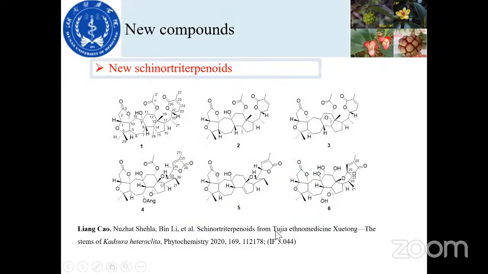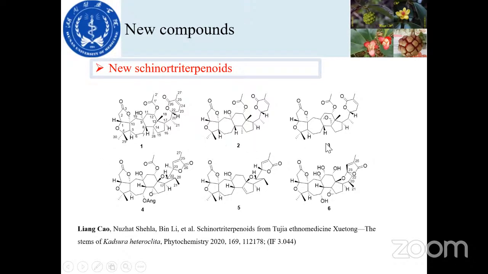From the stems of Xue, we isolated some new terpenoids, new triterpenoids, and sesquiterpenes. So these are the new triterpenoids isolated from the stem of Xue. This work was published in Phytochemistry in 2020.